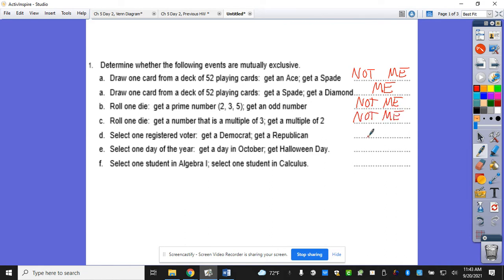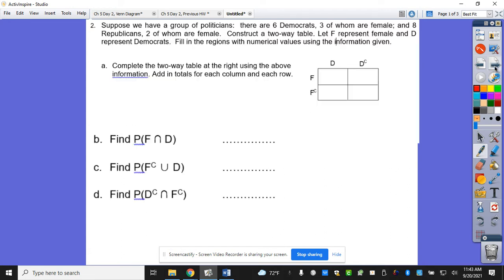Republican, Democrat. A day in October, Halloween day. And student in algebra 1, student in calculus. The real reason behind that is algebra 2 is a prerequisite to pre-cal, so you physically can't do both of those at the same time.